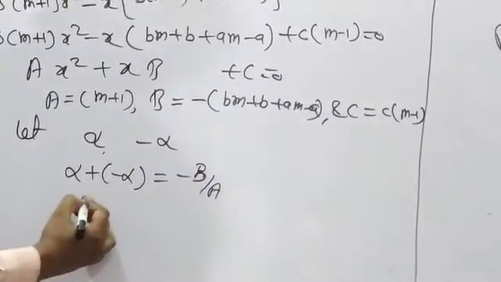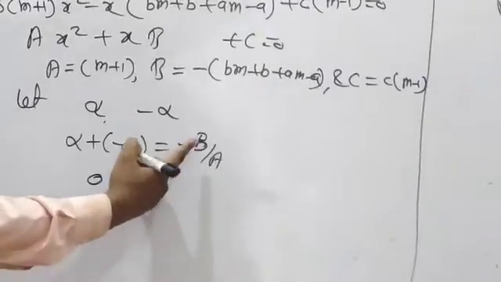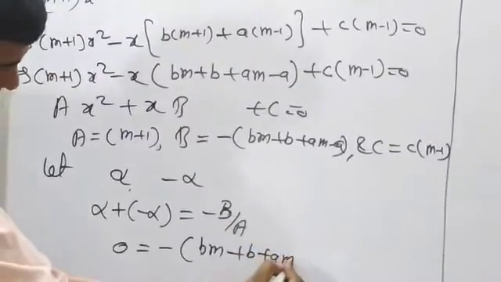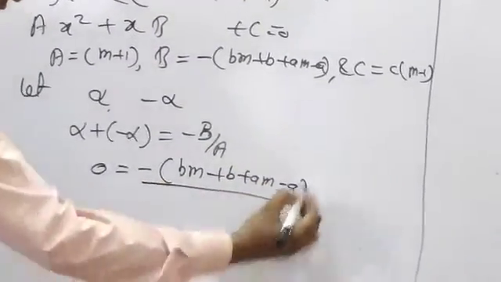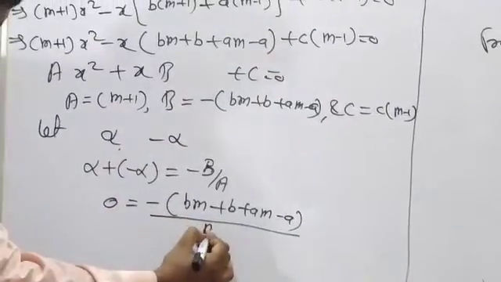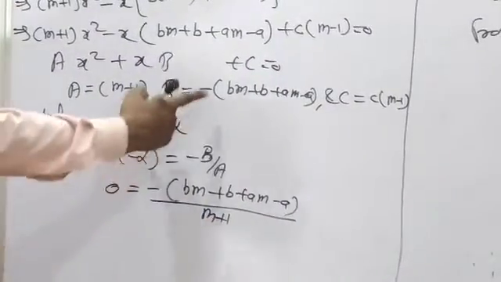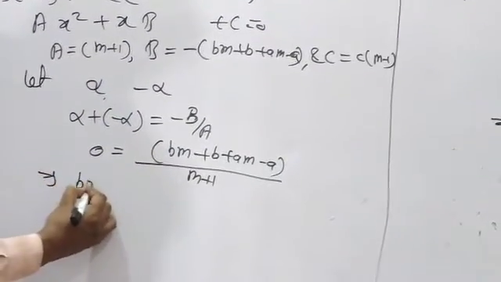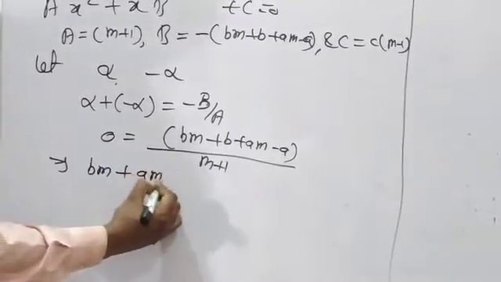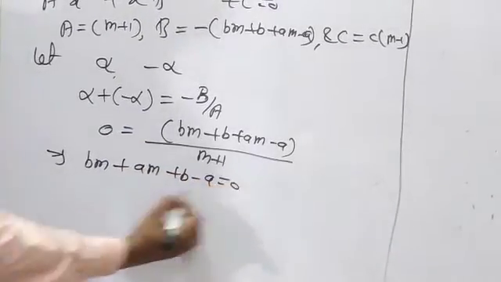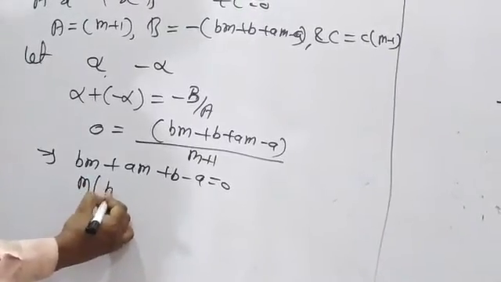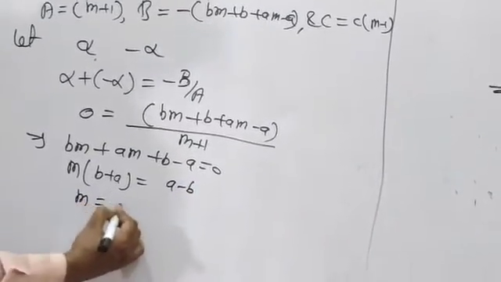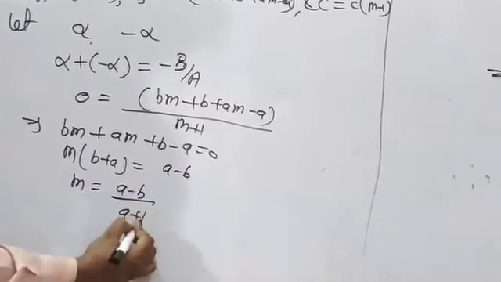Suppose here b by a, then 0 is equal to what? Minus b means this: bm plus b plus am minus a upon what? A means m plus 1. Here minus, already minus here, means plus sign here. Now cross multiplication: bm plus am plus b minus a is equal to 0. M common, b plus a is equal to what? Here a minus b. m is equal to what? a minus b upon a plus b.